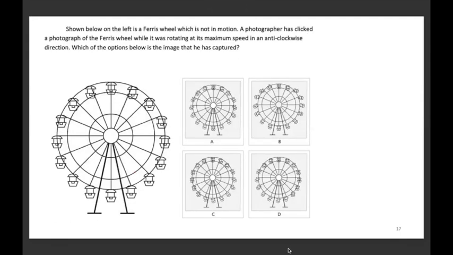Shown below on the left is a Ferris wheel which is not in motion. A photographer has clicked a photograph of the Ferris wheel while it was rotating at its maximum speed in an anti-clockwise direction. Which of the option below is the image that he has captured? So when this Ferris wheel, if you look at the options together, all the four options, you'll find that A और B में दो rotations है, एक ये वाला और एक ये वाला. So दोनों options गलत है, and C is the one which is also wrong क्योंकि C में clockwise movement है, and D is the one which is the correct answer.